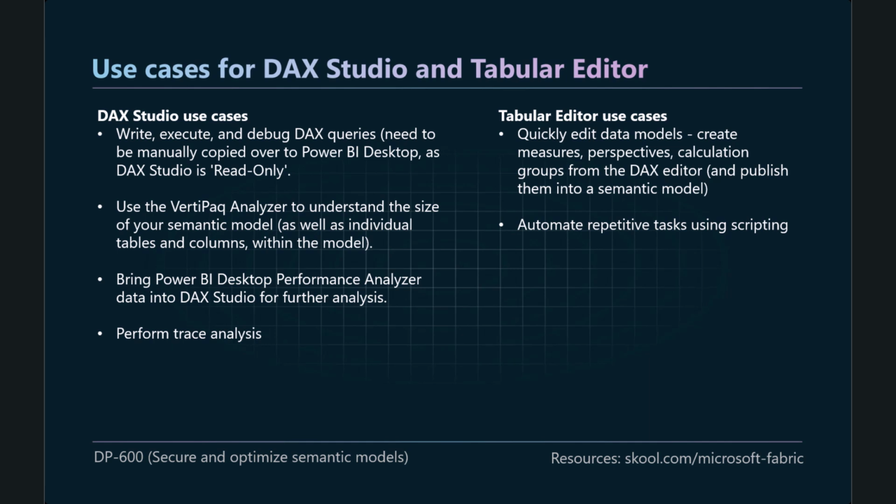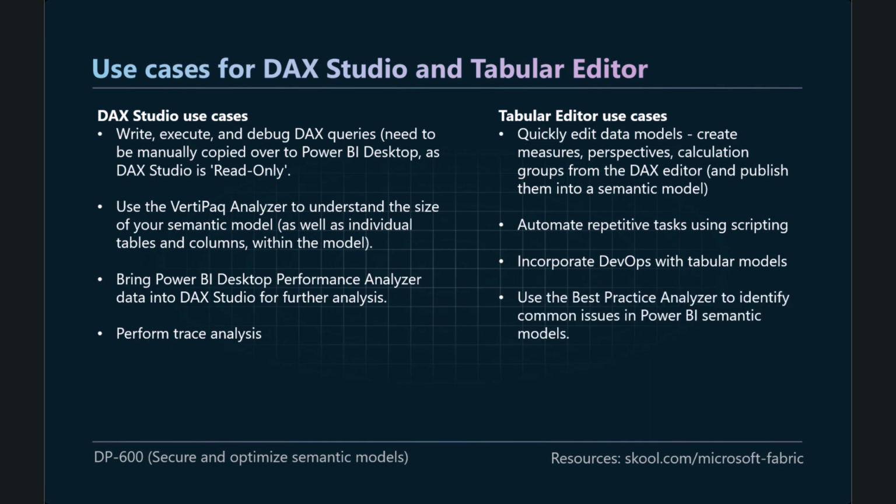There's also functionality for automating repetitive tasks using scripting. And as we've mentioned, we can incorporate DevOps into the tabular model lifecycle using that CI/CD functionality in the Tabular Editor CLI. And we can use the Best Practice Analyzer to identify common issues in your Power BI semantic model. Finally, a good use case for Tabular Editor is if you want to implement object level security. As we mentioned before, that's not possible currently within Power BI Desktop. So if you want to be defining object level security, that's going to be done in Tabular Editor.